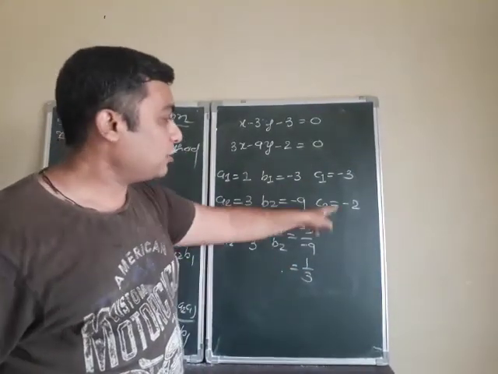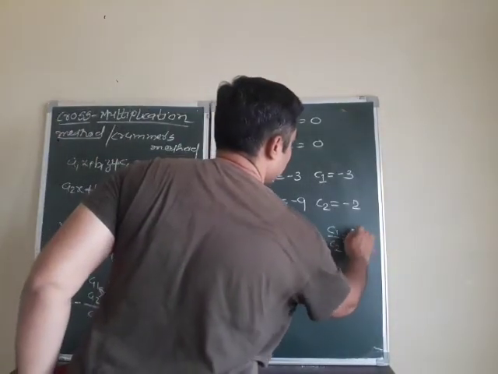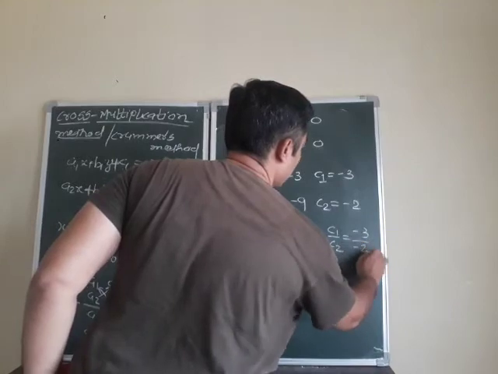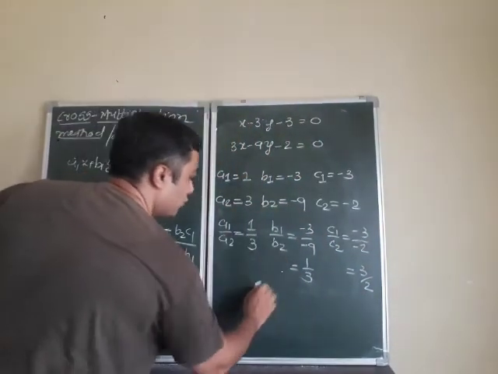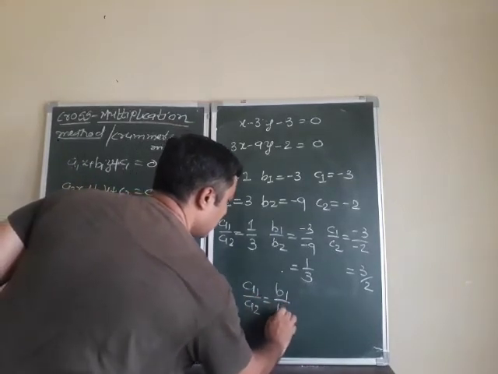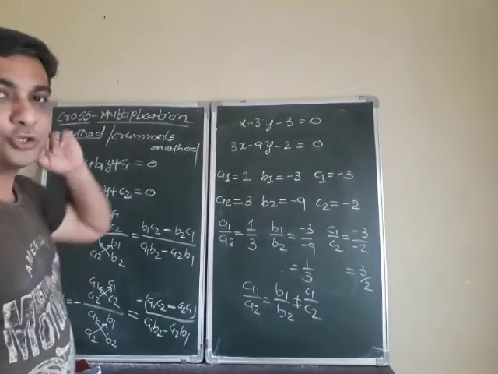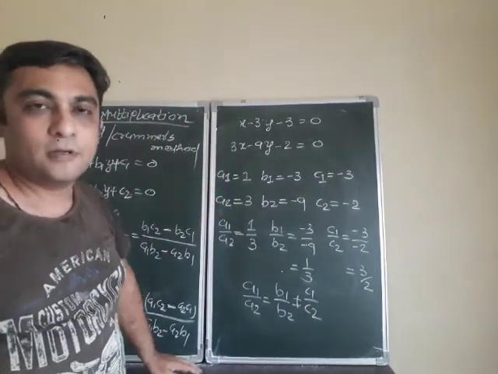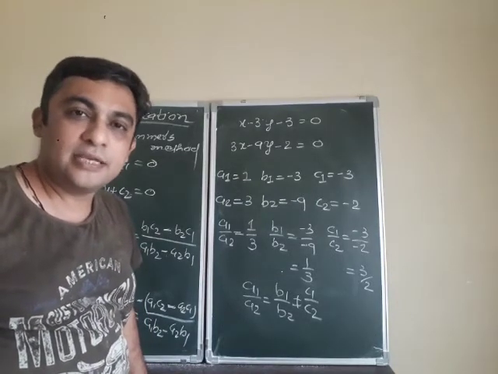Now everything depends on the third ratio. So see, c1 upon c2 is equal to minus 3 upon minus 2, and that comes to 3 by 2. So which relation is here? These two are equal. So a1 upon a2 is equal to b1 upon b2, which is not equal to c1 upon c2. So the lines are parallel. Fine. So the system has no solution. It means the system is inconsistent.